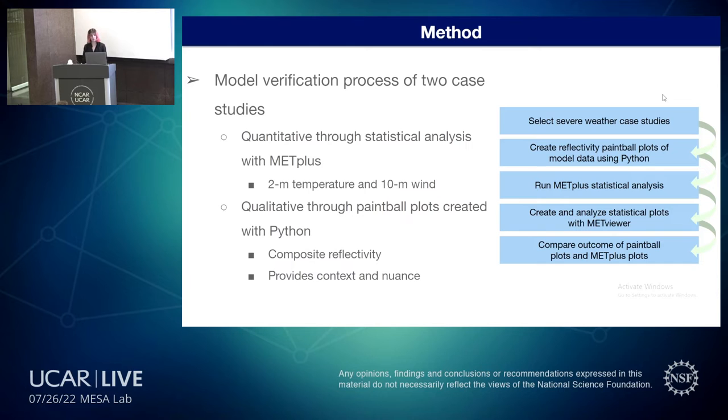My method involves a model verification process with two case studies, with a quantitative side and a qualitative side. The quantitative analysis involves statistical analysis using MetPlus, and the two statistics that I'll be showing today are spread skill of 2 meter temperature and 10 meter wind as kind of summary statistics of what we looked at. The qualitative analysis involves looking at paintball plots of composite reflectivity created using Python. This helps to provide context and nuance to these statistics.